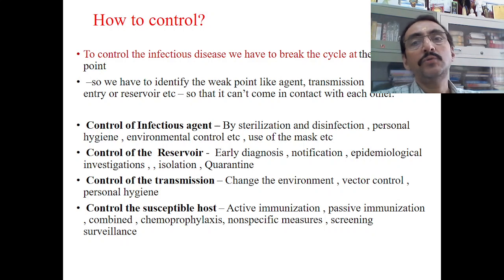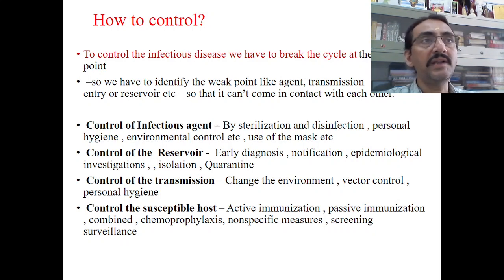Now next comes how to control. To control the infectious disease, we have to break the cycle at the weakest point. Of course, we can block at any point, but it is always wise to see which is the weakest point, and it is easy to break it. So to control the infectious disease, we have to break the cycle at the weakest point.